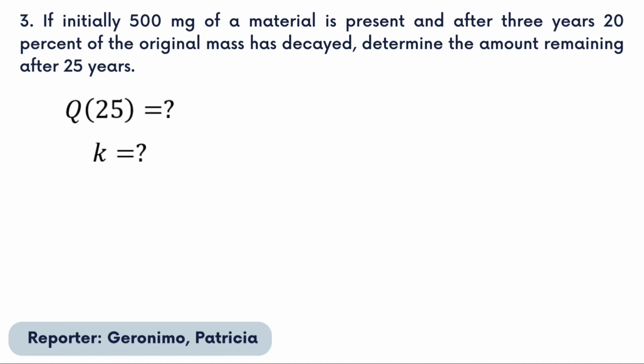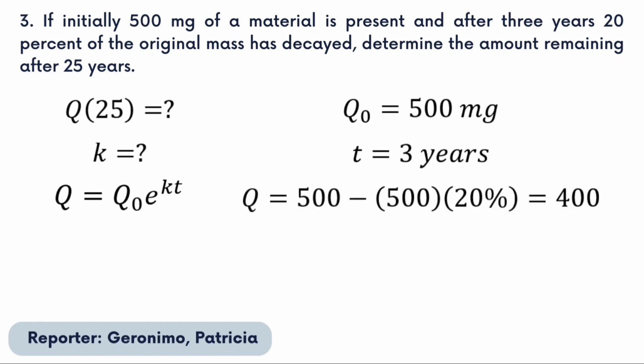We have to look for the value of K first in order for us to get the amount remaining after 25 years. Our equation that we will be using is Q equals Q sub 0 multiplied by e raised to kt. So let's list down our given. The Q sub 0 is equal to 500. The T is equal to 3 years.